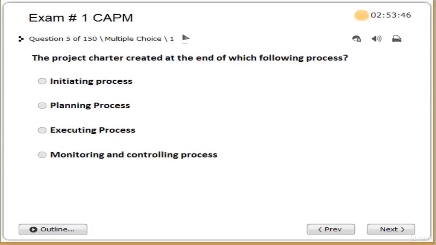The project charter is created at the end of which of the following processes? Initiating process, planning process, executing process, or monitoring and controlling process.